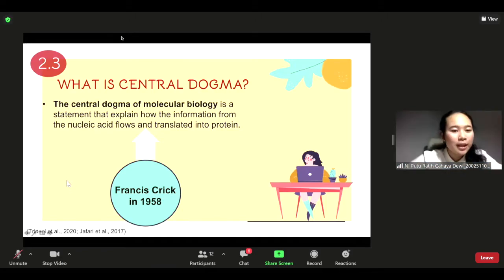Hello, my name is Dewi, and I will explain about the central dogma and its processes in general. The central dogma of molecular biology is a statement that explains how the information from the nucleic acids, DNA and RNA, flows and is translated into protein. In 1958, Francis Crick was the first man that stated this statement.